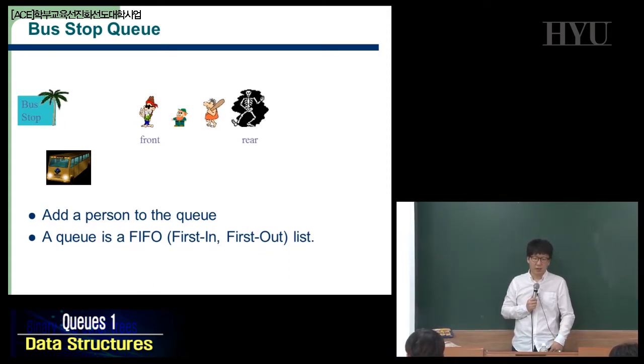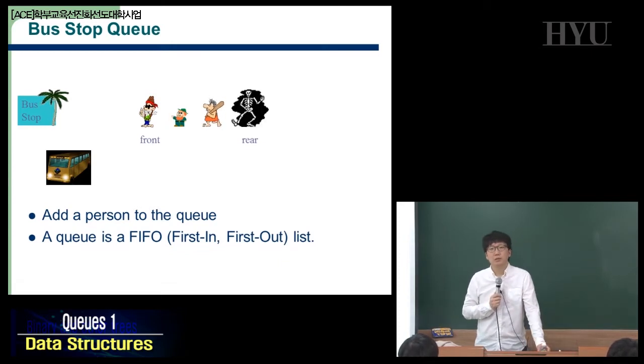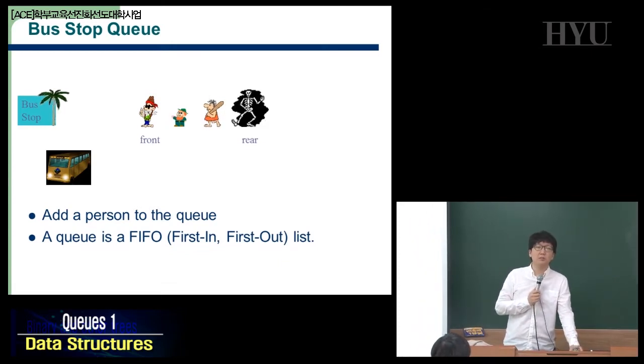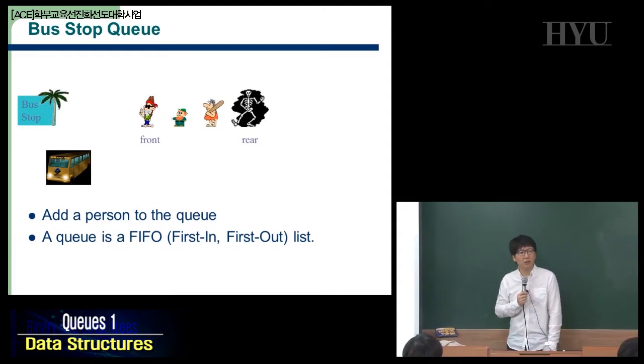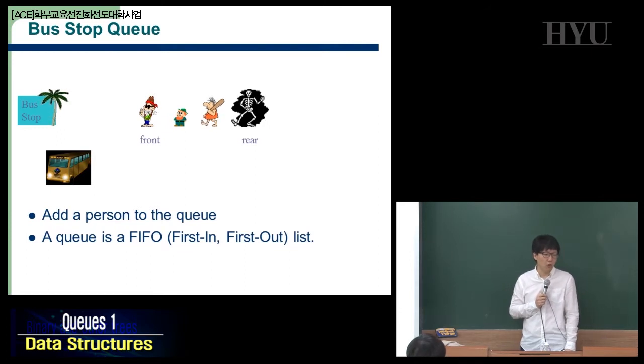Pop might be confusing with the stack expressions. What was the term to describe adding an element and removing an element from a queue? In terms of a stack, it was pop and push. What was it here? Enqueue and dequeue. Of course, some textbooks also refer to pop, but I recommend using the terms enqueue and dequeue.